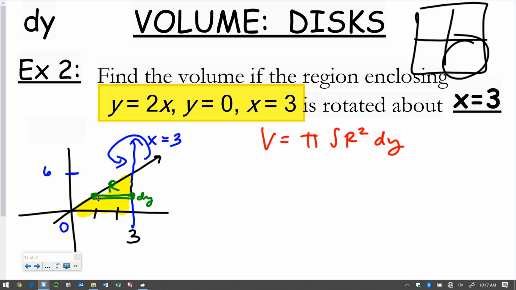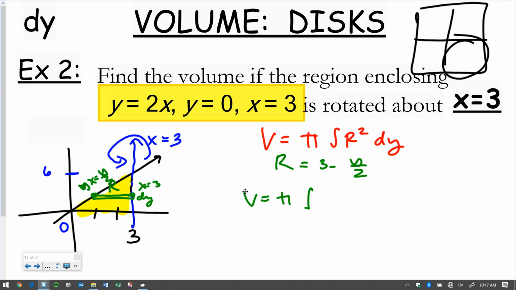Then let's go ahead and define my r. I'm going to take this r. Forget the whole thing about the axis of rotation, that confuses students after you've found your r. You take your r and ask, is this an x minus x problem or a y minus y problem? It's x minus x. So what's the x on this right side? x equals 3. What's the x on the left side? x equals y over 2. So what's the length of this r? 3 minus y over 2.